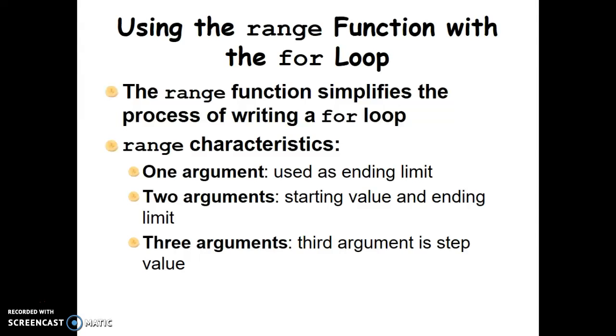The range is a function, and it simplifies the process of writing a for loop. And the range can consist of either one argument, where you would use that number as your ending limit on the loop, two arguments, which means that the first argument is going to be your starting value, and the second argument will be your ending limit, and then three arguments where you can have your starting value, your ending limit, and then the third argument, which acts like a step. And when you have the third argument, it is the amount that your counter variable is going to increase each time you go through the loop.